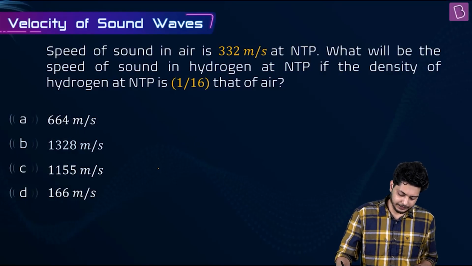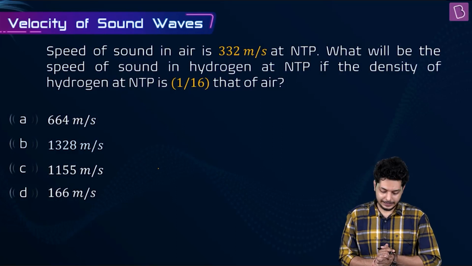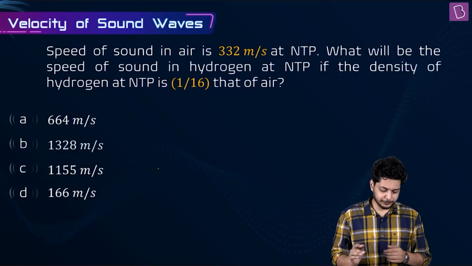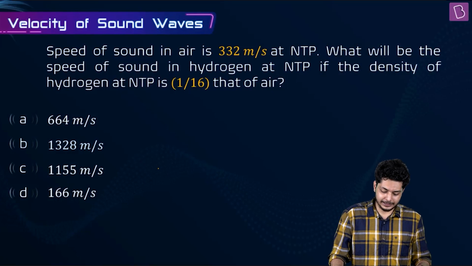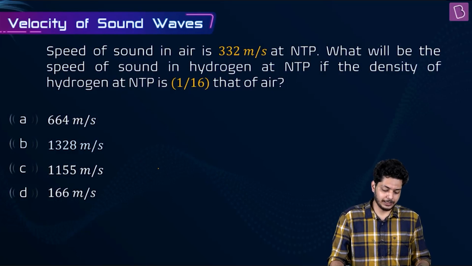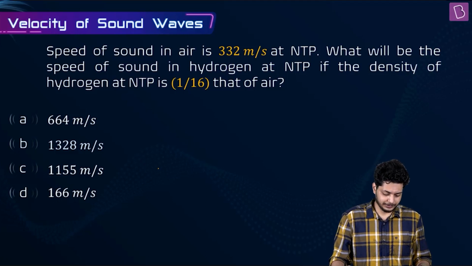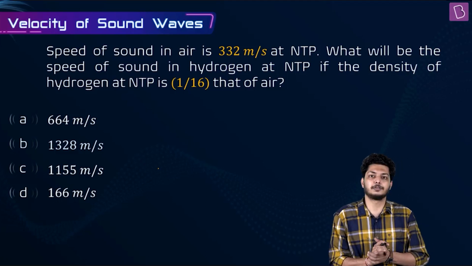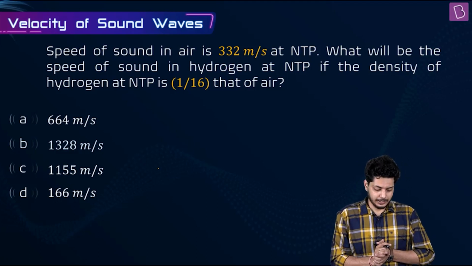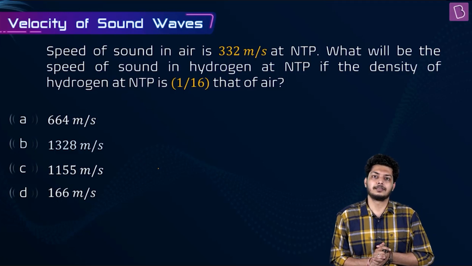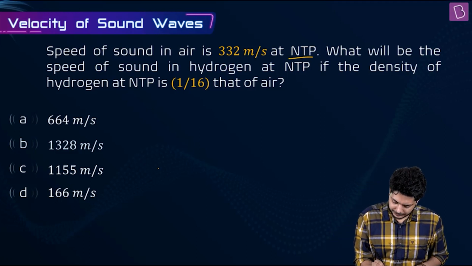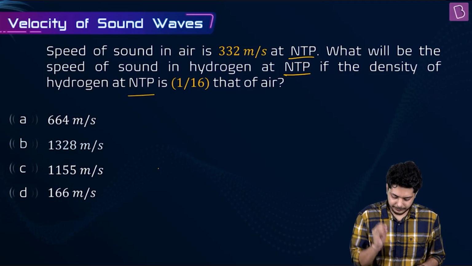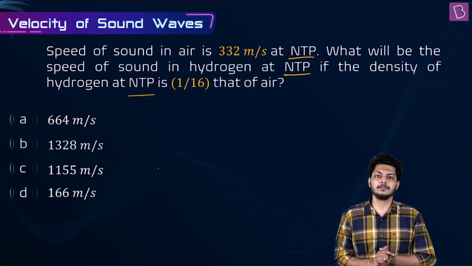Speed of sound in air is 332 meters per second at NTP. Now, what will be the speed of sound in hydrogen at NTP if the density of hydrogen at NTP is 1 by 16 that of air? Options are 664, 1328, 1155, or 166 meters per second. Now, if you read out the question once more, you can see that the question is mentioning NTP 3 times. What does that mean?